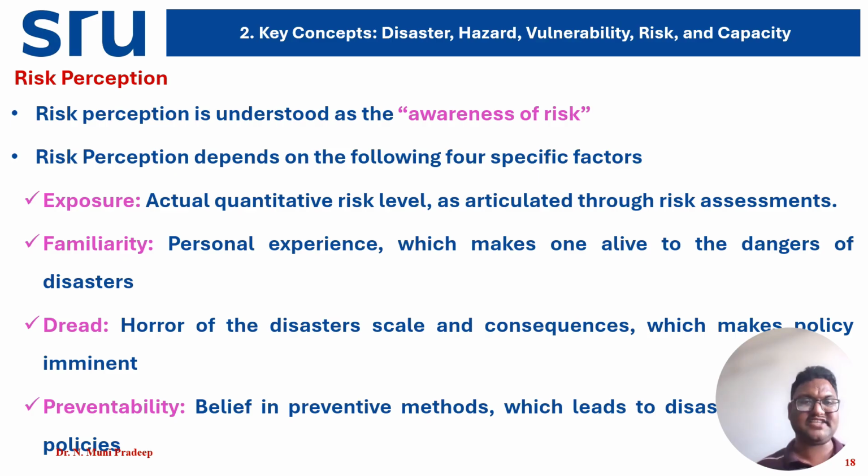The first one is exposure. This exposure refers to the actual quantitative risk level as determined through scientific risk assessments. I'll explain in detail, don't worry. A person living on a floodplain has high objective exposure, but if they have never experienced a flood, their risk perception may be very low. They may not feel at risk even though it is scientifically proven. The second one is familiarity.